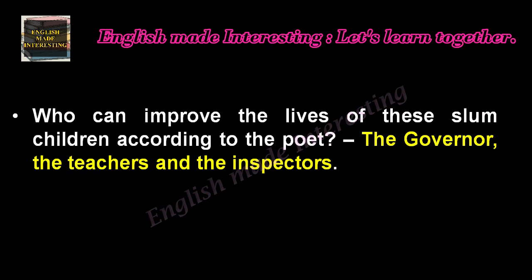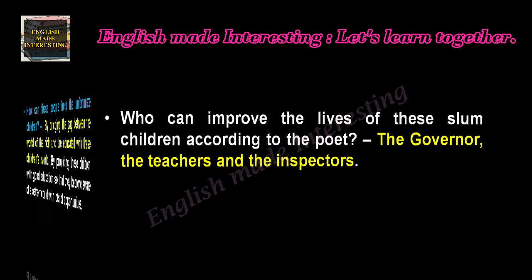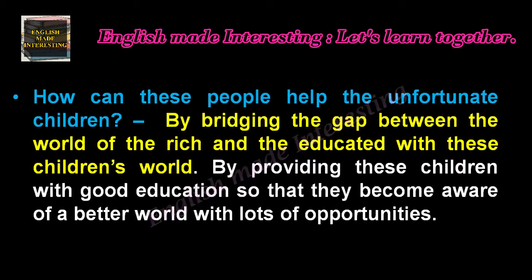Who can improve the lives of these slum children according to the poet? The governor, the teachers and the inspectors can improve the lives of these slum children. How can these people help the unfortunate children? By bridging the gap between the world of the rich and the educated with these children's world. By providing these children with good education so that they become aware of a better world with a lot of opportunities.